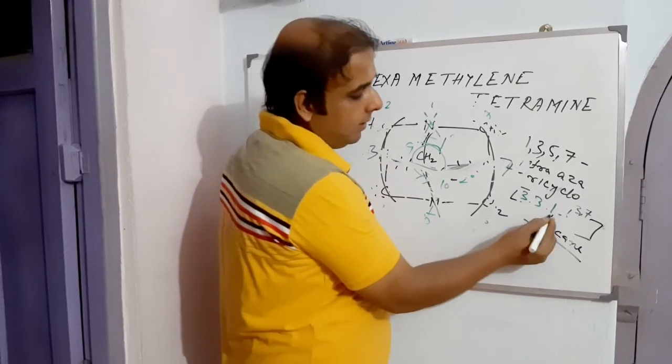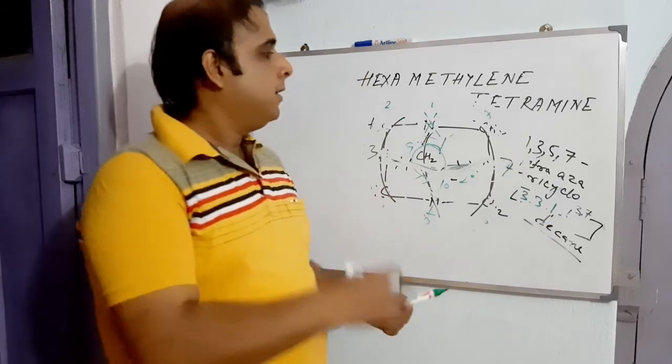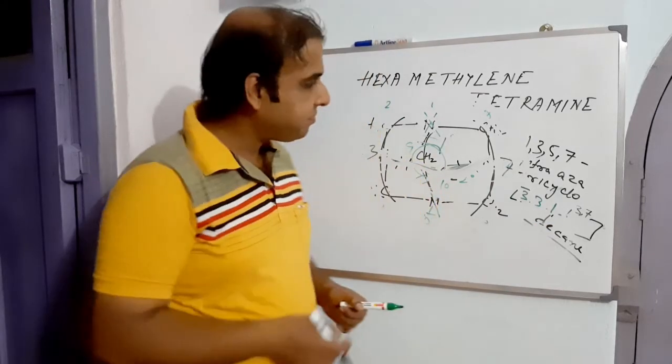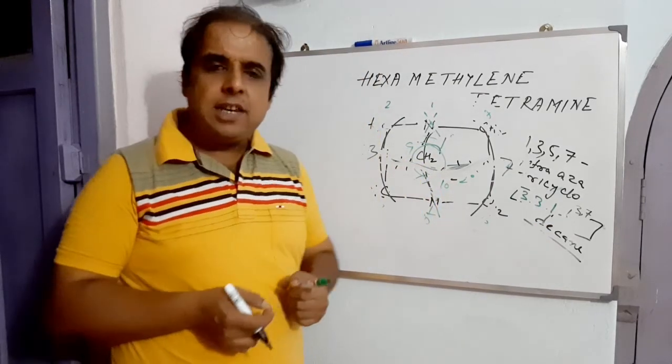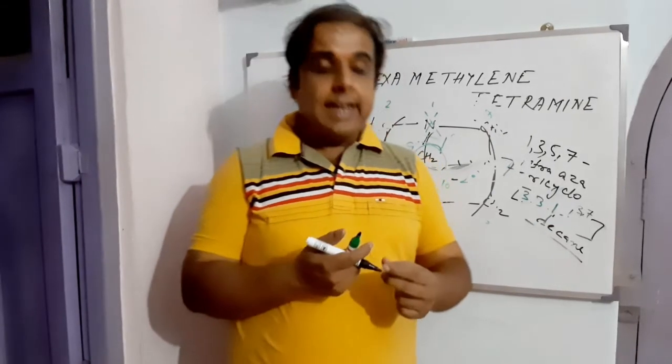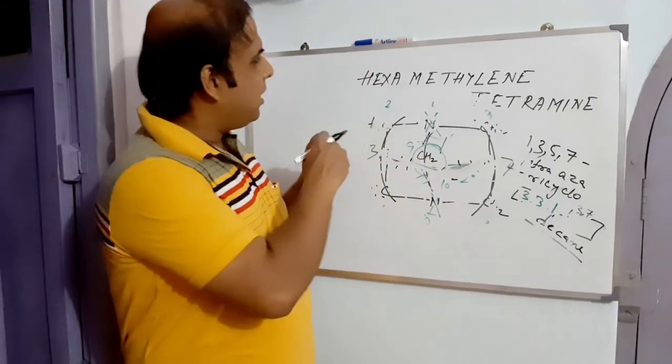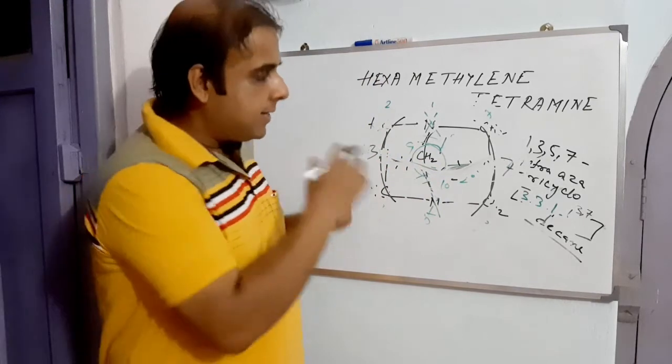So that means decane. With that we are done with another IUPAC naming of a tricyclic system. Now with that almost we are done in this session.